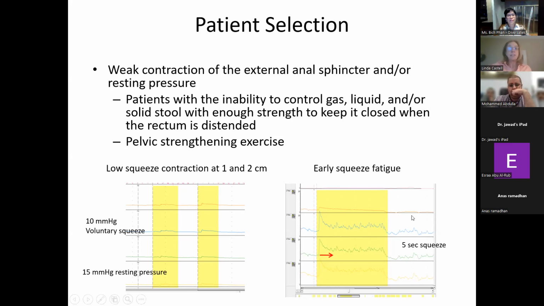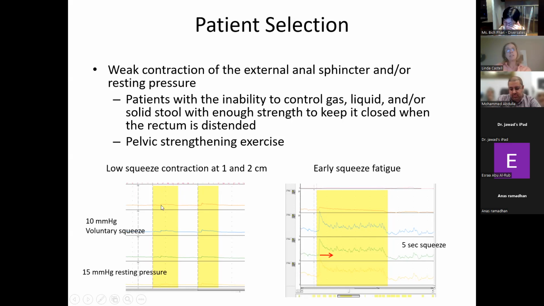So if I look at this example here on the left, this is a patient with really, really low resting pressures and also a really low squeeze pressure. There are 4 channels here: posterior, left, anterior, and right. And we're in the high pressure zone of the anal canal. Our scale is 100 here. So this patient has pressures in their anal canal of around 20 millimeters of mercury. So really, really weak pressures.